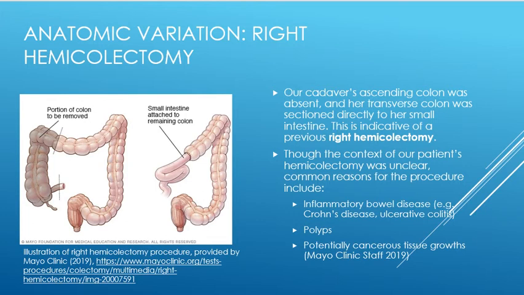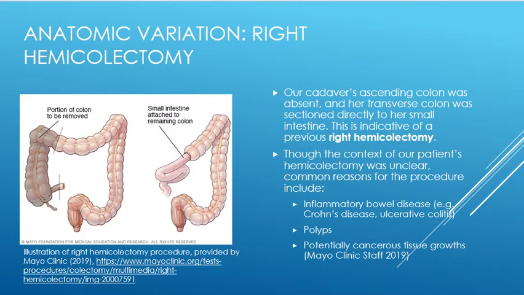So the first source of anatomic variation that we're going to discuss today we found in the abdominal block, and that was that our cadaver had a right hemicolectomy. So our cadaver's ascending colon was absent, and the transverse colon was sectioned directly to the small intestine, and we were actually able to see where the procedure had been done. We found the staples.